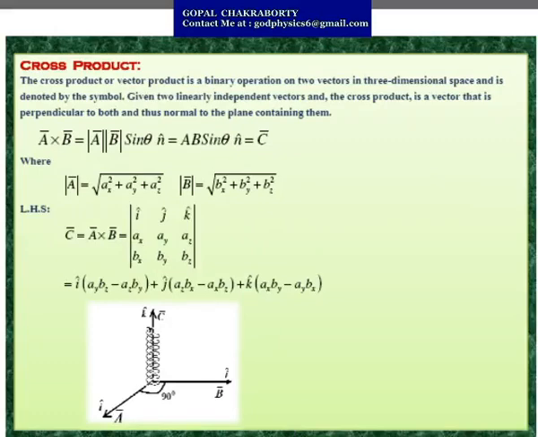Now the next one is cross product. The cross product, or vector product, is a binary operation on two vectors in three-dimensional space, and it's denoted by the symbols. Given two linearly independent vectors, the cross product is a vector that is perpendicular to both and thus normal to the plane containing them.